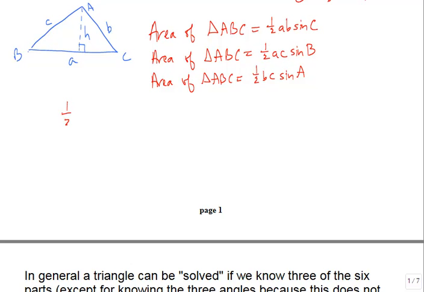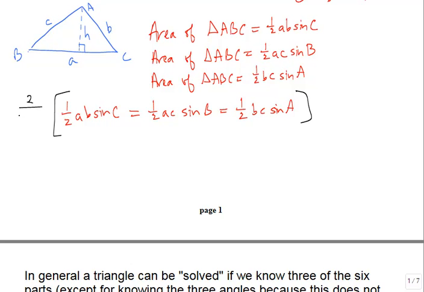So what that says is that 1/2 ab sine C must equal 1/2 ac sine B, and that must equal 1/2 bc sine A. Now, to simplify this or rewrite it in a different way, I'm going to multiply all 3 parts of this double equation by the expression 2 over abc.